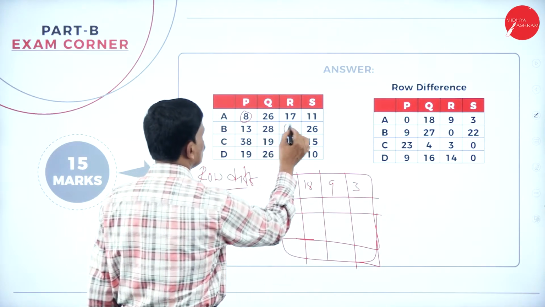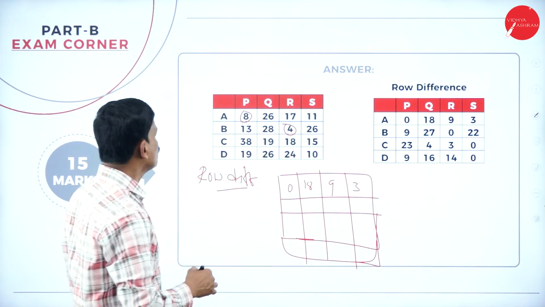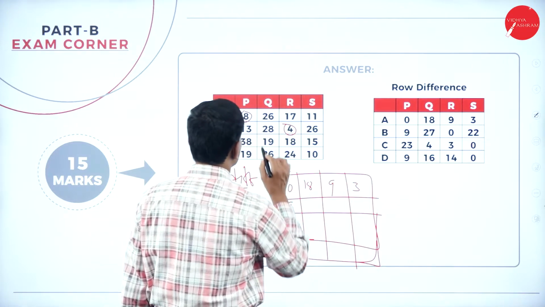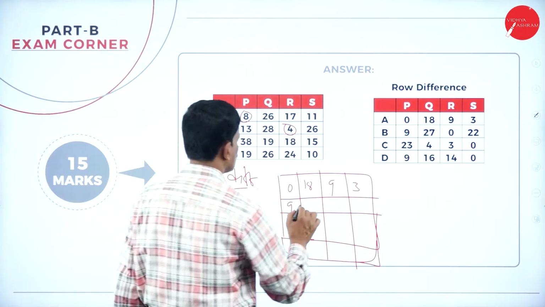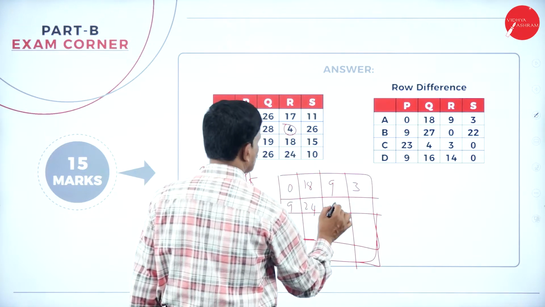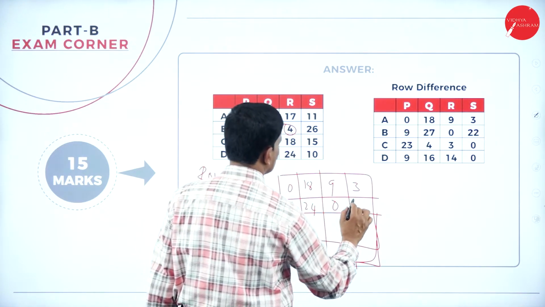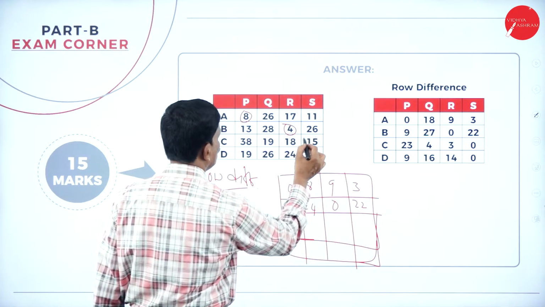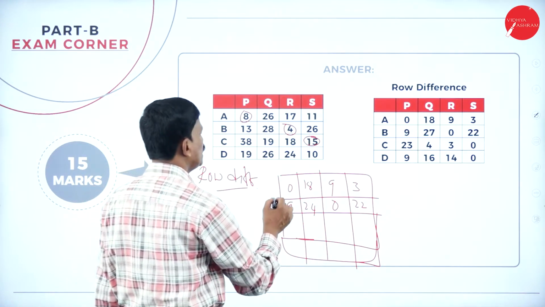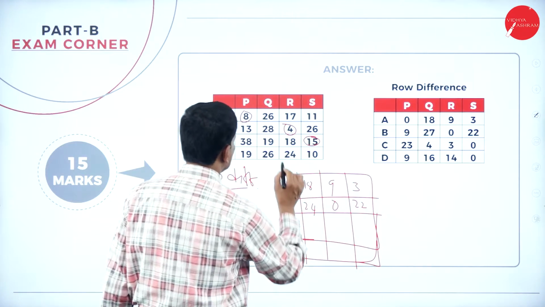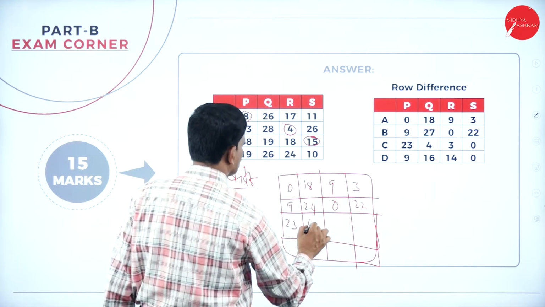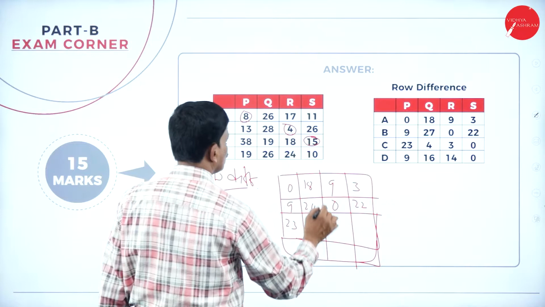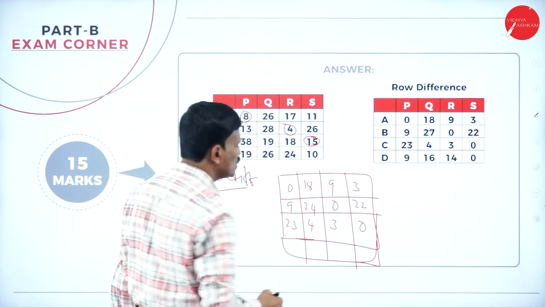Similarly, in the next row the least value is 4. 13 minus 4 is 9. Again, 28 minus 4 is 24. Again, 4 minus 4 is 0. 26 minus 4 is 22. So let us come to the next row. In the third row, the minimum value is 15. So 38 minus 15 is 23. Again, 19 minus 15 is 4. Again, 18 minus 15 is 3. 15 minus 15 is 0.